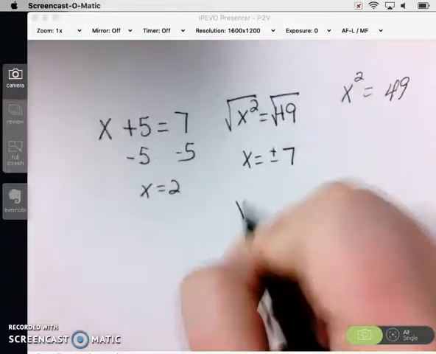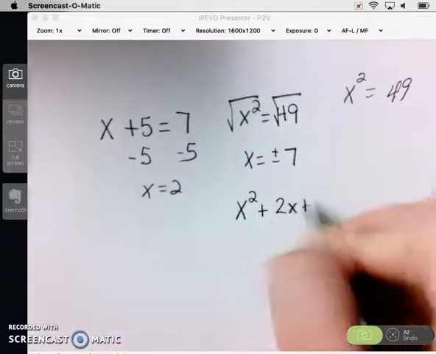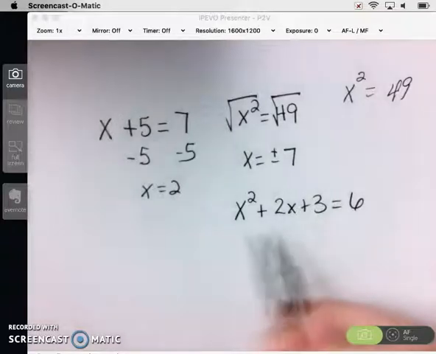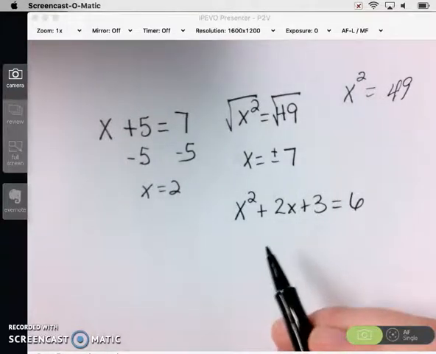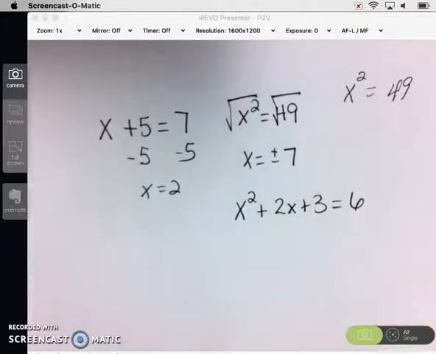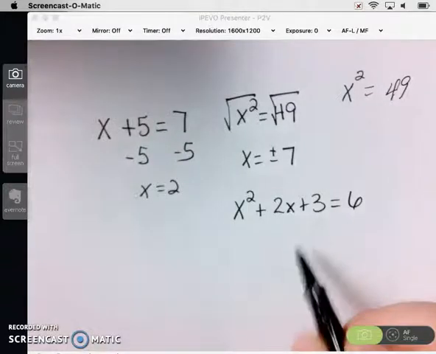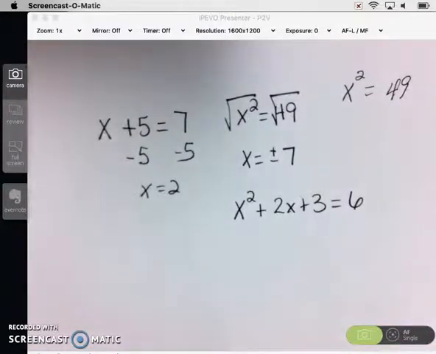Now, what if I have x squared plus 2x plus 3 equals 6? How do I solve that? Well, I want to get x by itself, but I have terms that are not alike. I can't combine them, right? So that's why we are factoring. We're factoring so that we can get x not to be squared. We want to get a single x, and we actually want two binomials.